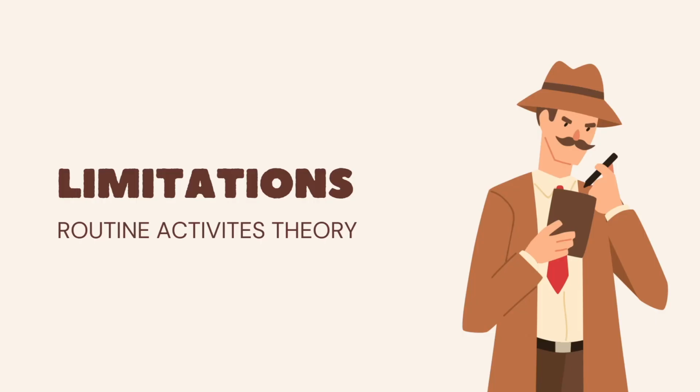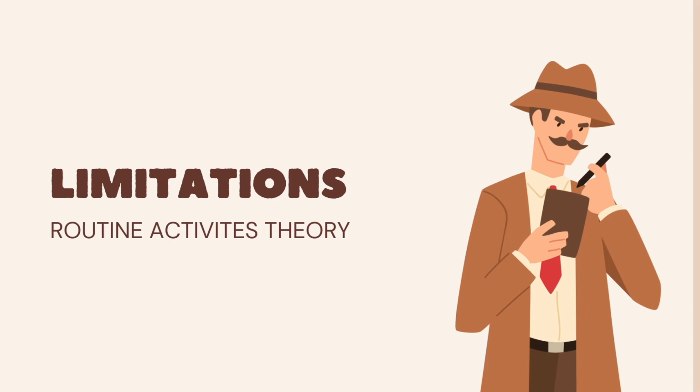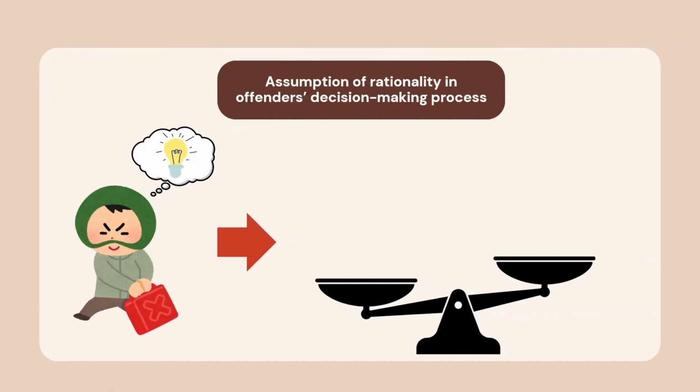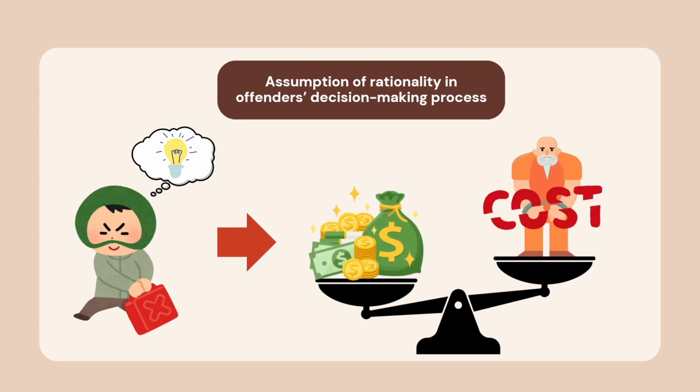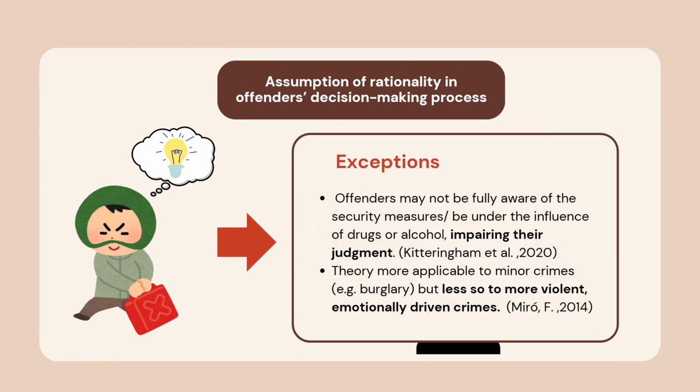However, routine activities theory also has its limitations. Firstly, the theory assumes that offenders are rational in their decision-making process, weighing the potential rewards against the costs of getting caught when committing crime. However, this doesn't apply when offenders are unaware of security measures or under the influence of drugs or alcohol which cloud their judgment. This also makes the theory more applicable to minor crimes like burglary but less to violent crimes.